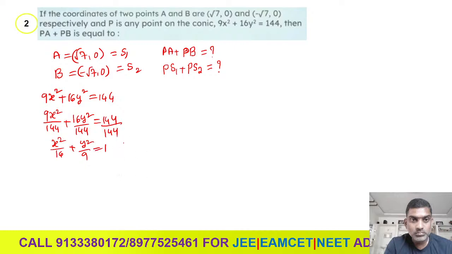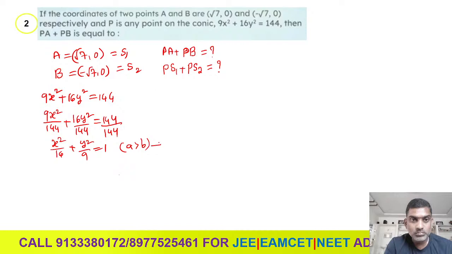Then here A is greater than B, right? A value is 4 and B value is 3, and A is greater than B here. Then you can see they're asking us to calculate PS1 plus PS2. This PS1 plus PS2 is nothing but the distance between foci. So here it is PS1 plus PS2.